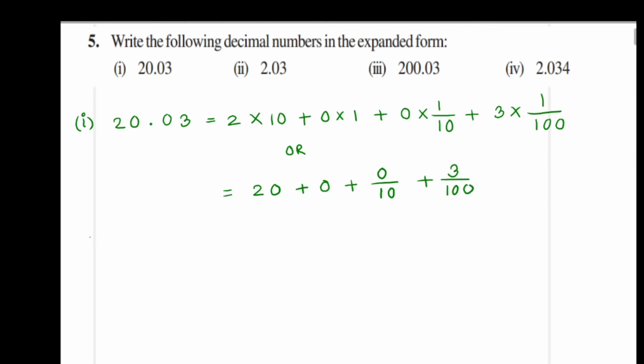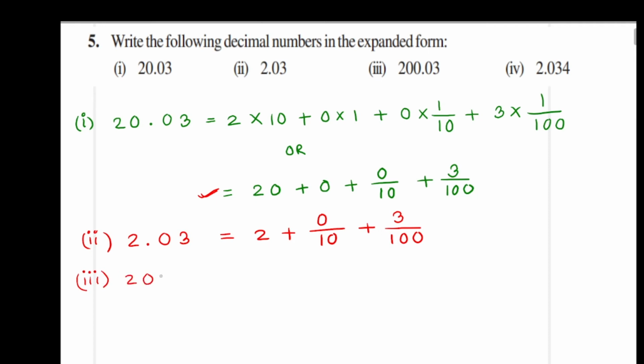Both are correct. Question number 2. I will write like that. 2.03, which will be 2 plus 0 by 10 plus 3 by 100. Okay. Next, question number 3. 200.03. Now see here you can write. See, in ones place and tens place, no value. So 200 plus, you can write 0 plus 0 also. And I think it is meaningless. So simply you can write 200 plus 0 by 10 plus 3 by 100.